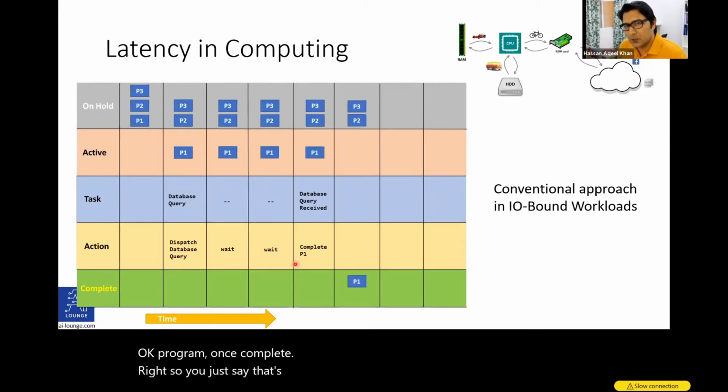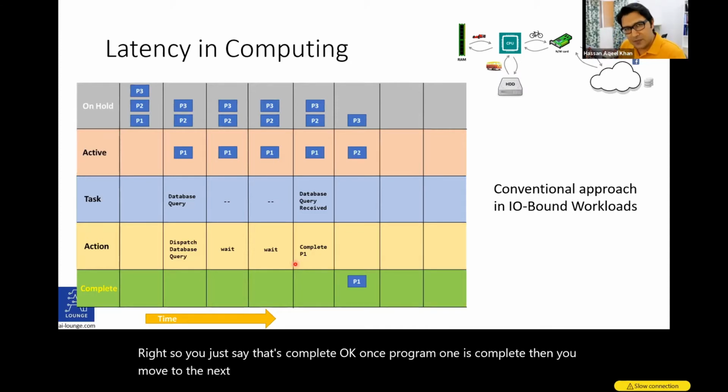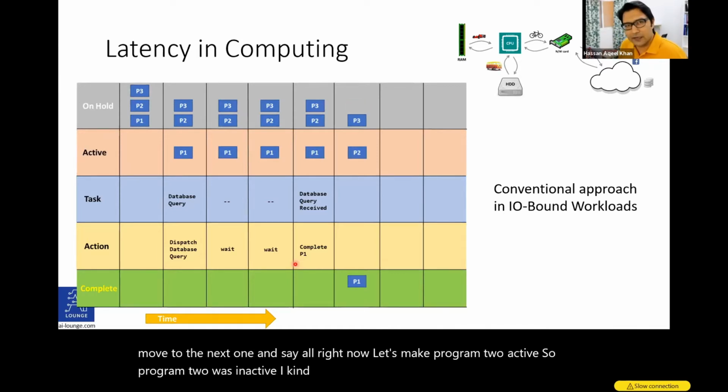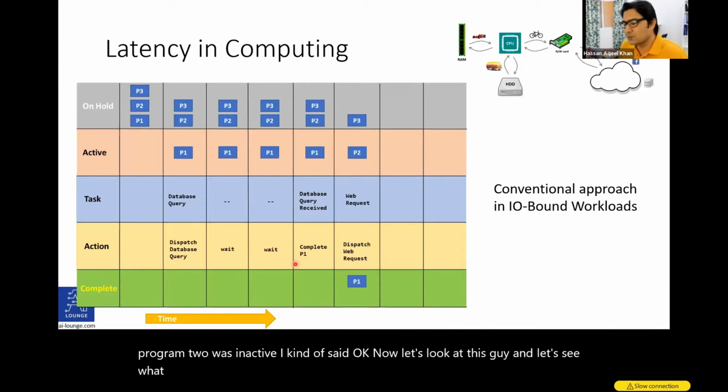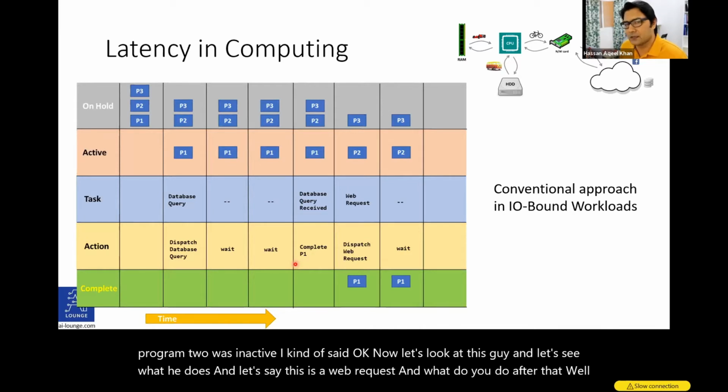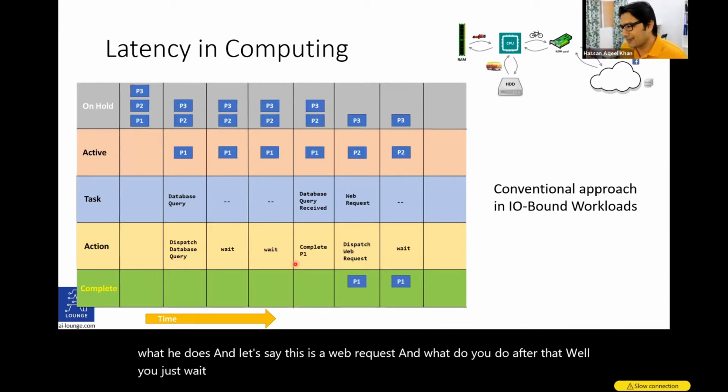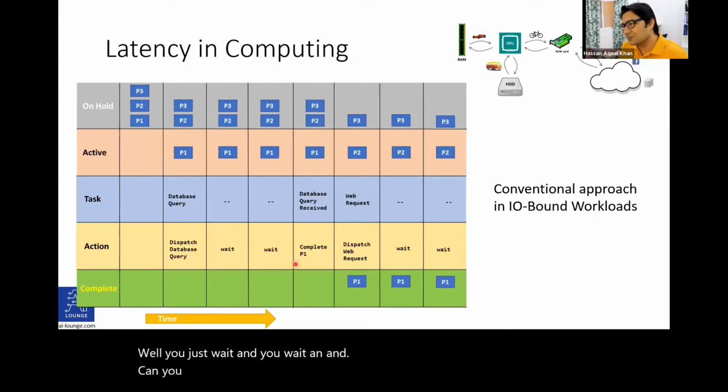Now once program one is complete, you move to the next one and make program two active. Let's see what it does. Let's say this is a web request. And what do you do after that? Well, you just wait, and you wait, and you wait, right? So this is clearly very inefficient.